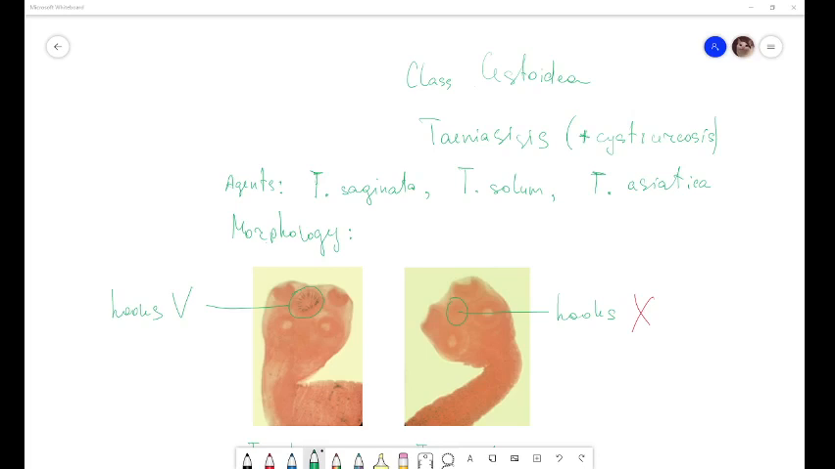Hi everyone, and we are going to learn about class Cestoidea, and we will talk about Taenia disease and about cysticercosis. The main agents who can cause this disease, Taeniasis, are Taenia saginata, Taenia solium, and Taenia asiatica.